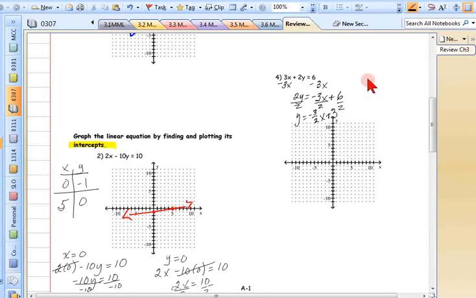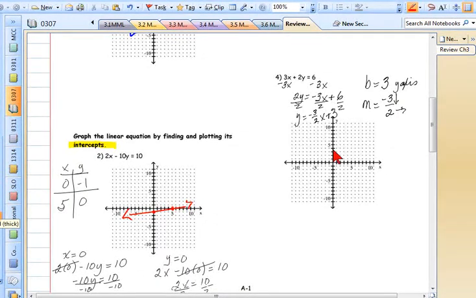Now I need to notice that I will begin at 3 on the y-axis. Always remember that that value is on the y-axis. And I will move, my slope is negative 3 over 2. The rise is negative, so that's down. The run is positive, so that's right.